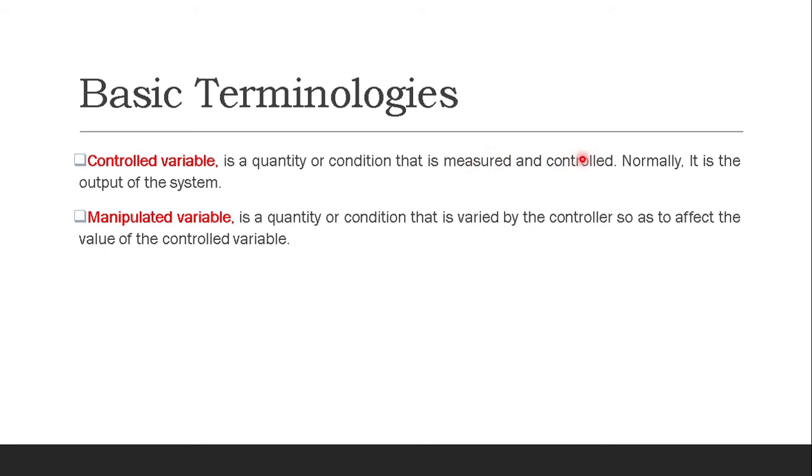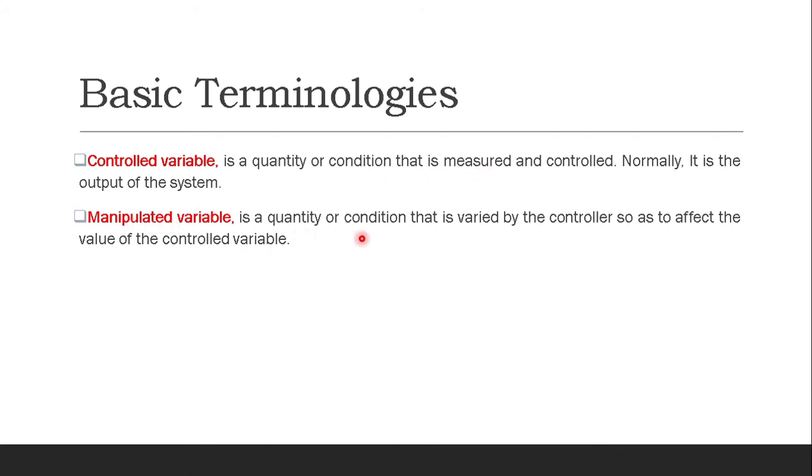So as far as our example is concerned, we can measure our speed, and that should be 80 km per hour. It also should be controlled. So speed also can be controlled. That is why we can say that as far as our example is concerned, your controlled variable is nothing but your speed. Now what is manipulated variable?